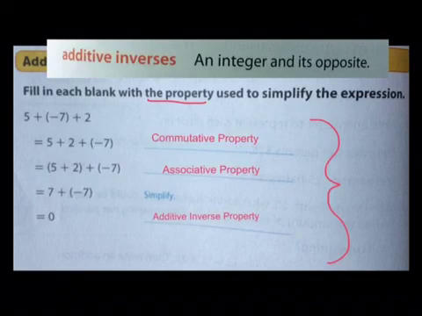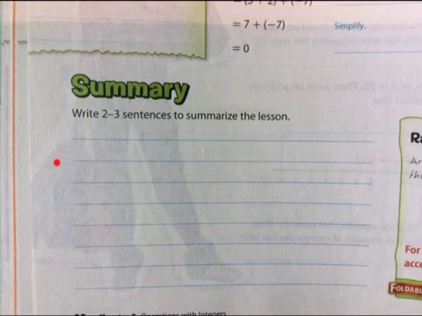And there you go, boys and girls. Please do the summary on your own, where you write down in 2 or 3 sentences what this was about. You just wrote 3 different properties. You also added integers with same signs and with different signs.